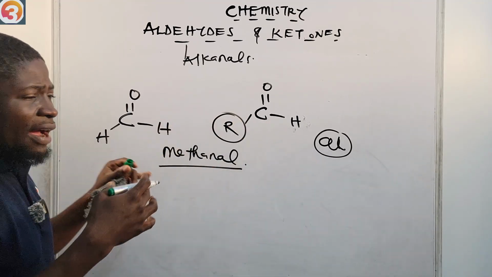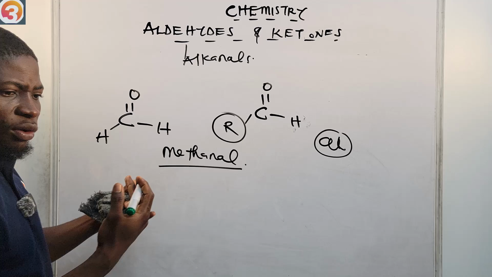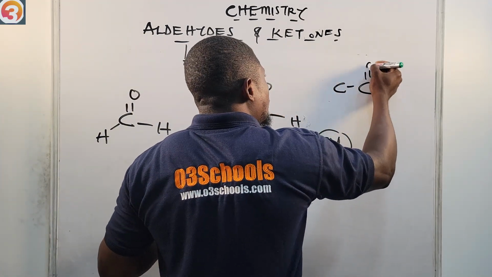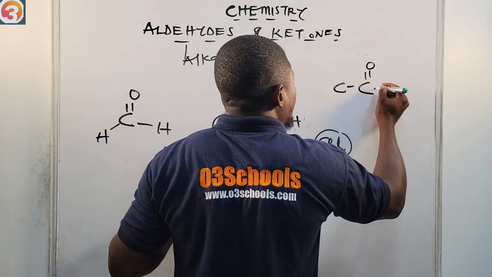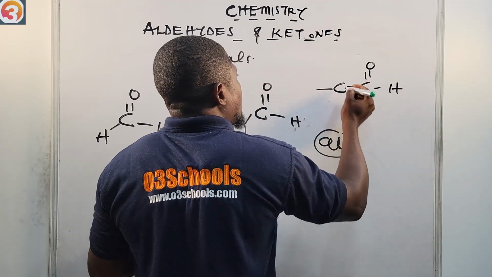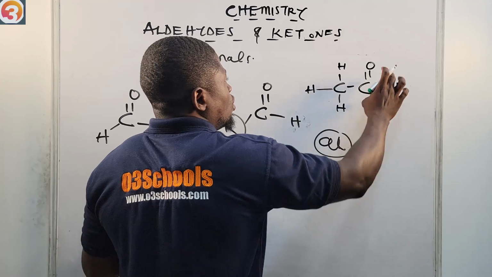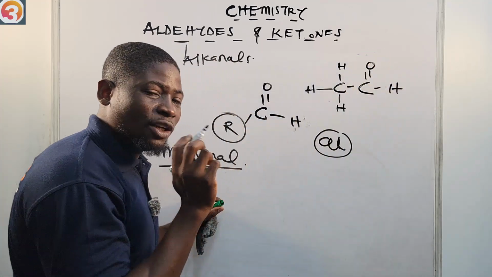Of course, if you extend the chain, say we now have two carbon atoms, C double bonded to O, so here is H. See, it's still appearing at the end of the chain, isn't it?